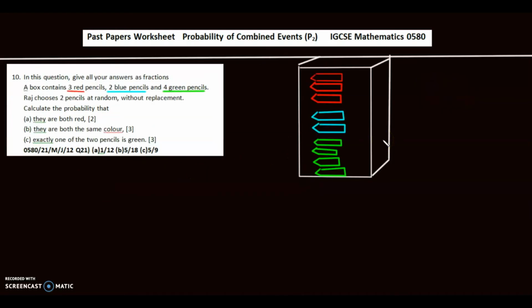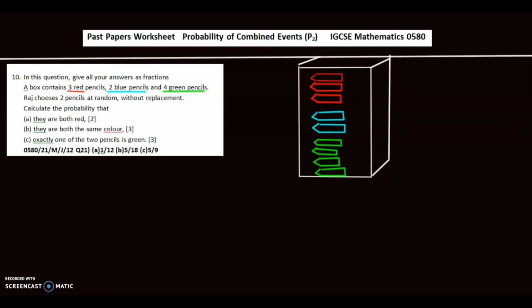In this question, give all your answers as fraction. A box contains 3 red pencils, 2 blue pencils and 4 green pencils. I've shown that in the figure that I've made. Raj chooses 2 pencils at random without replacement. Calculate the probability that, part A, they are both red.